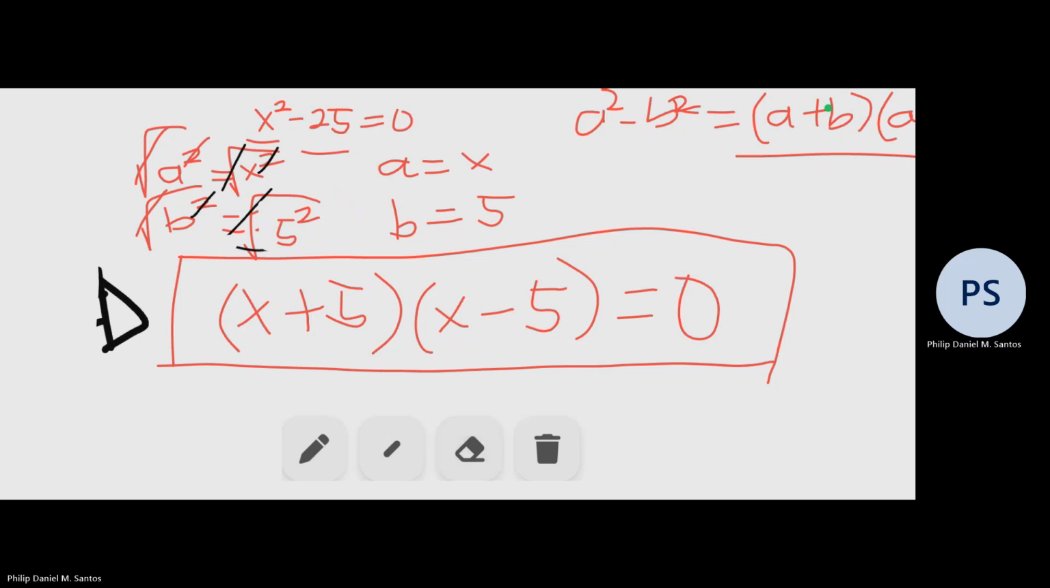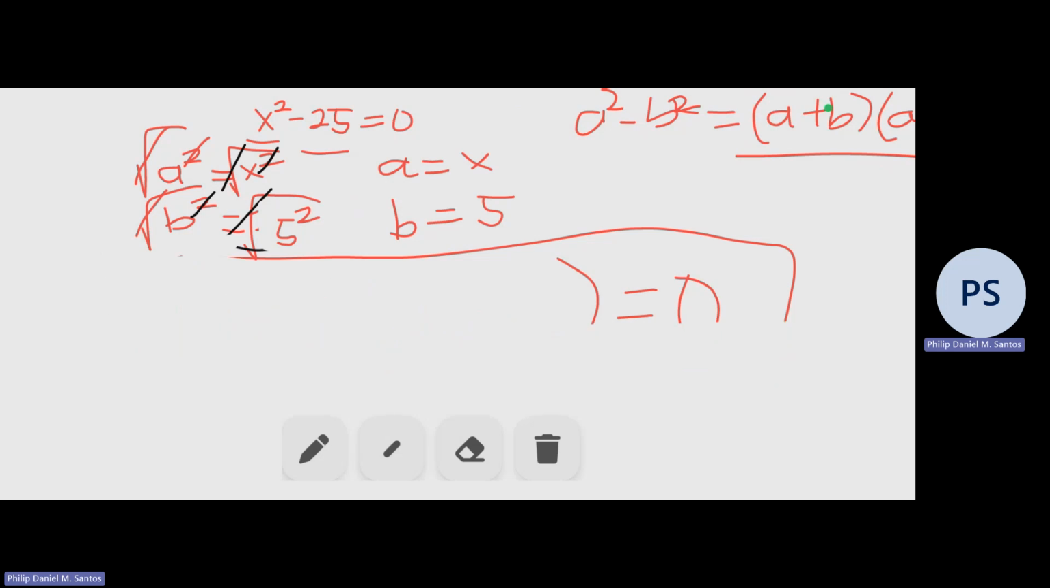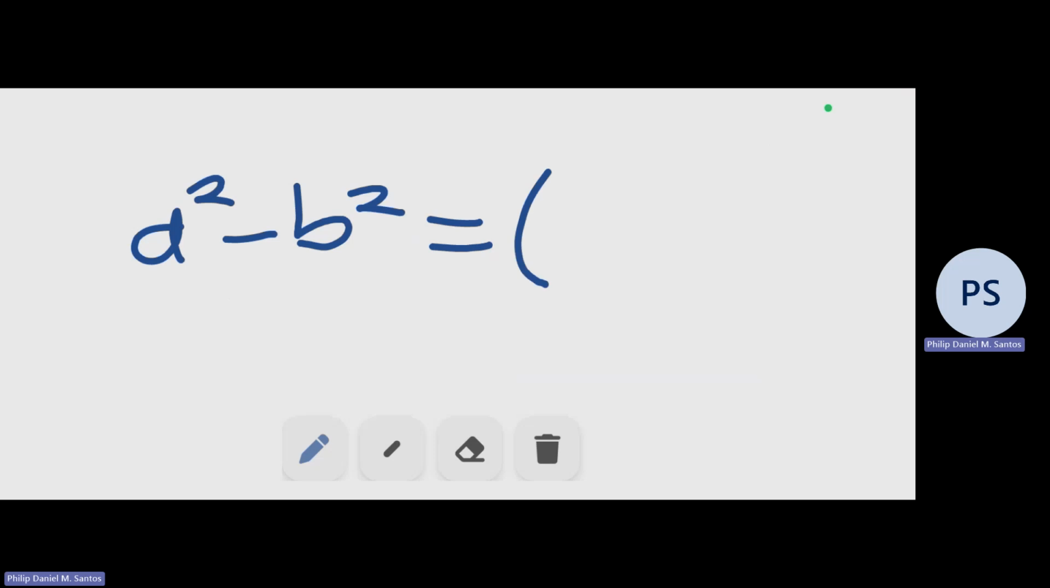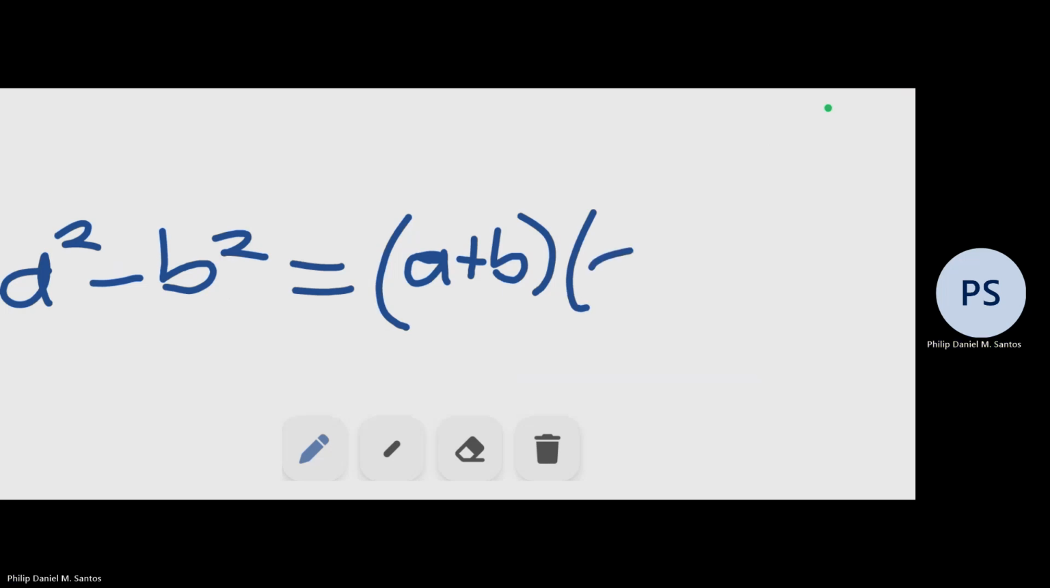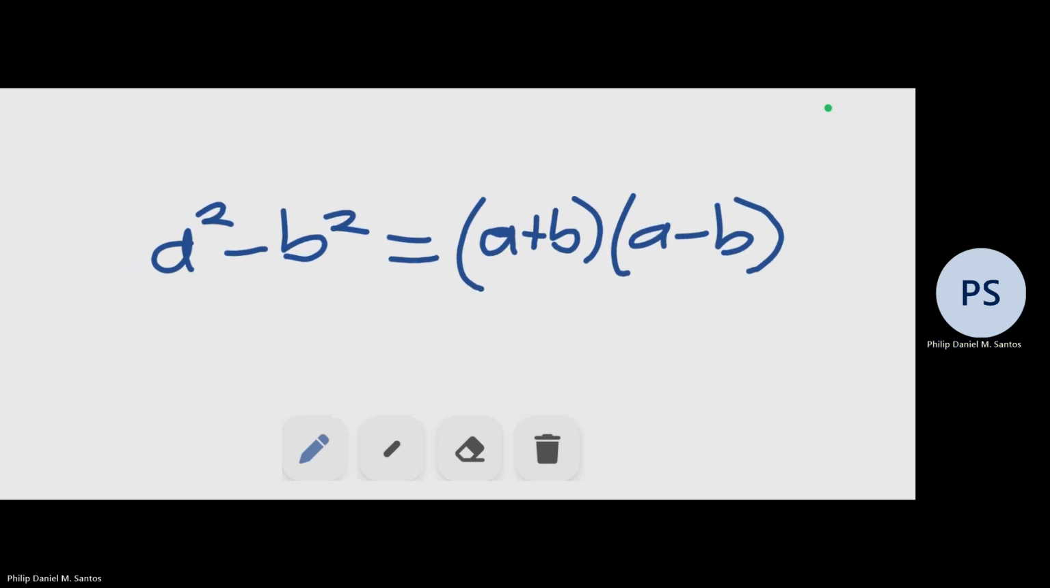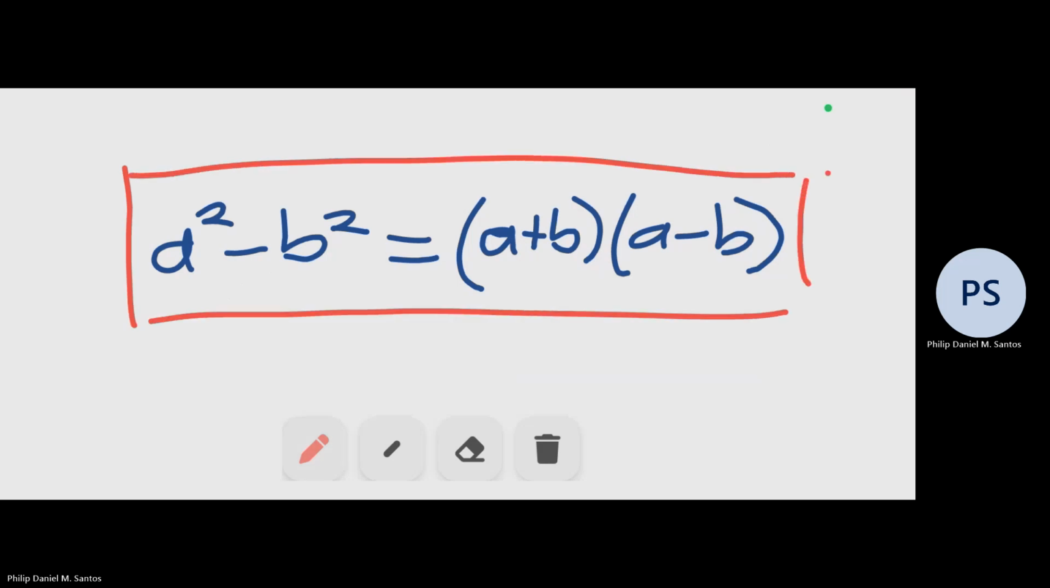Okay. So the main takeaway here is this formula. A squared minus B squared equals A plus B and A minus B. That's it.